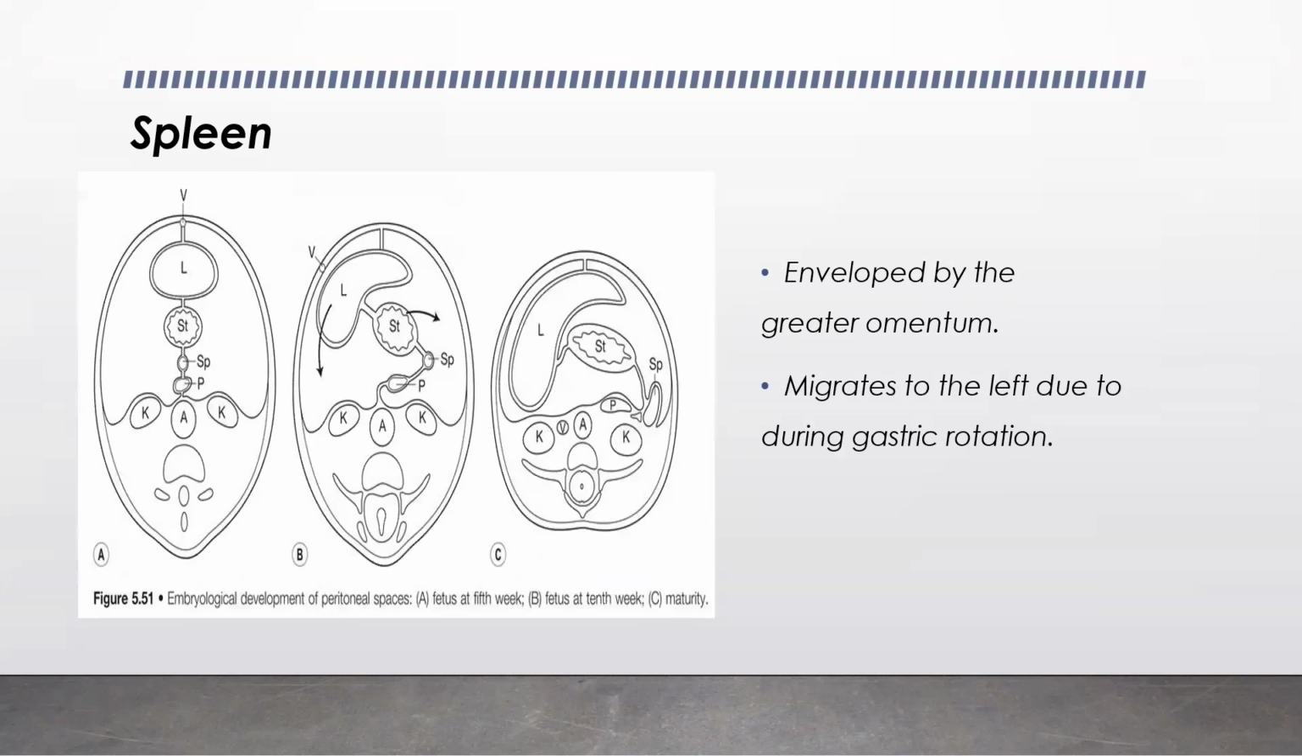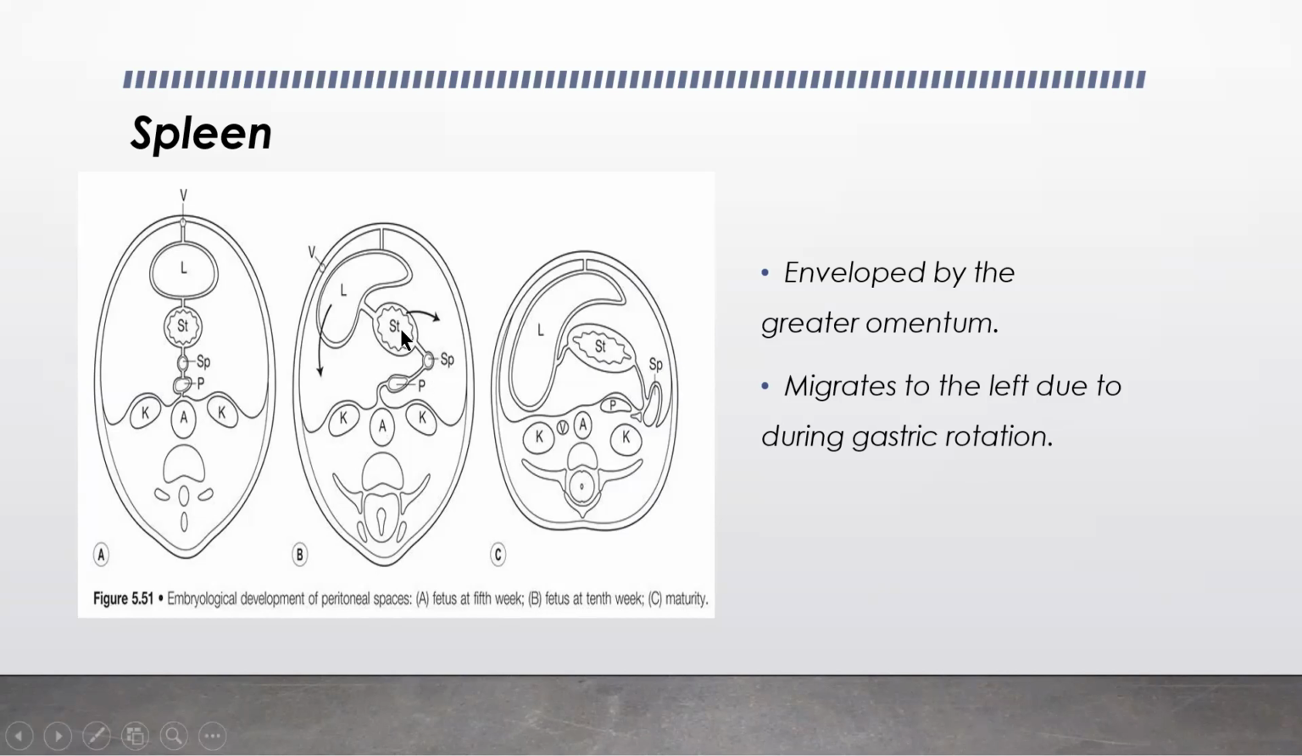Then they'll be enveloped by the greater omentum. Remember, the greater omentum is now coming from the greater curvature, because we talked about the greater curvature being found on the posterior border. So this is the greater curvature that you're talking about. Then here is the pancreas, and the greater omentum is covering the spleen. Then, due to rotation, it migrates to the left side due to gastric rotation.